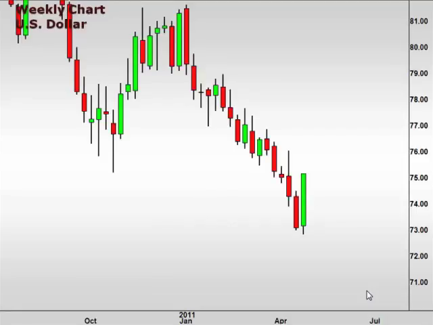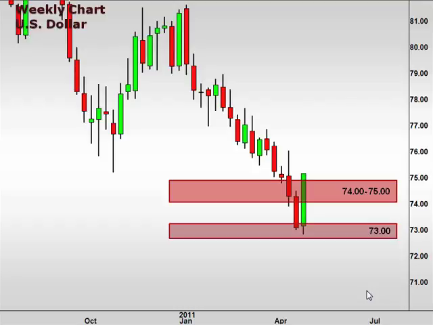Let's take a look at the weekly chart of the U.S. dollar index. This is a great way to gain perspective as to how the dollar has been trading against a basket of currencies. The dollar index reversed off of the short-term support at 73 as a result of the many global economic influences last week.